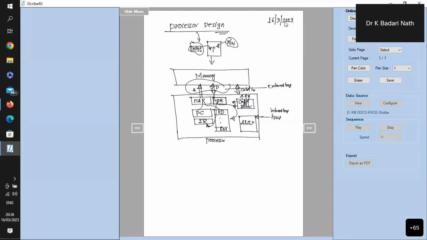Now we will go into the details, a little more detail now.